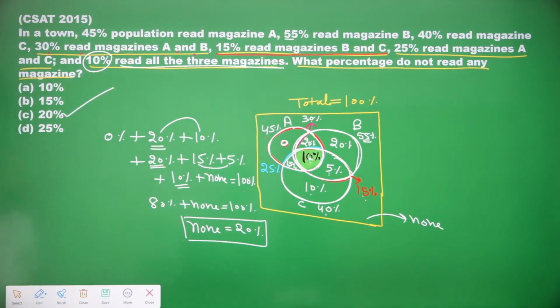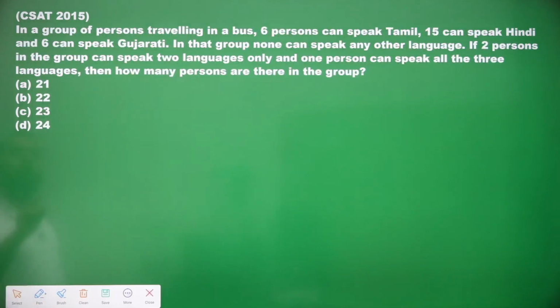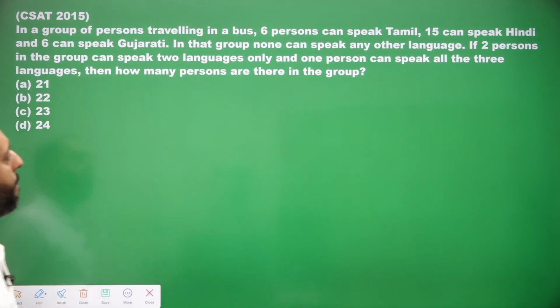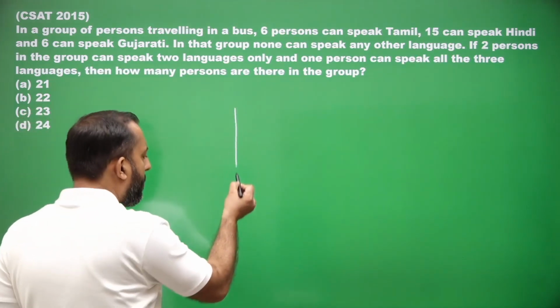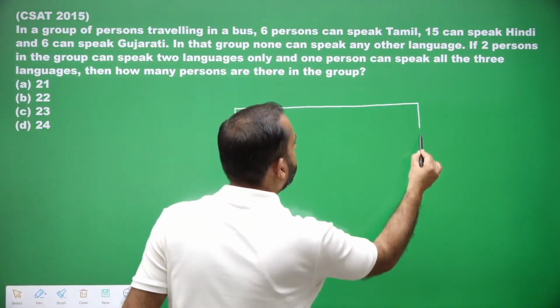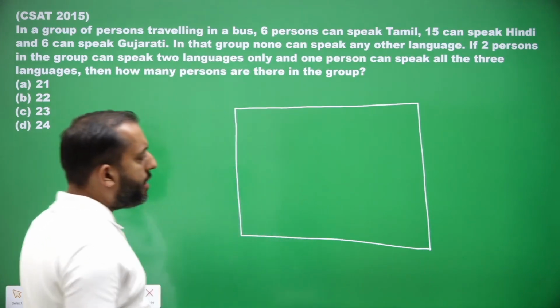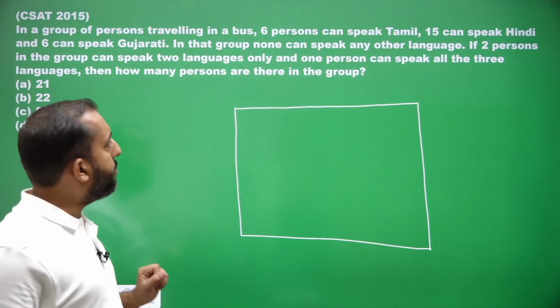Okay. Now the next. In a group of persons traveling in a bus. So I don't know how many people are traveling in the bus. So we represent the universe with the help of a rectangle or a square sometimes. Let's say this represents the total number of people.